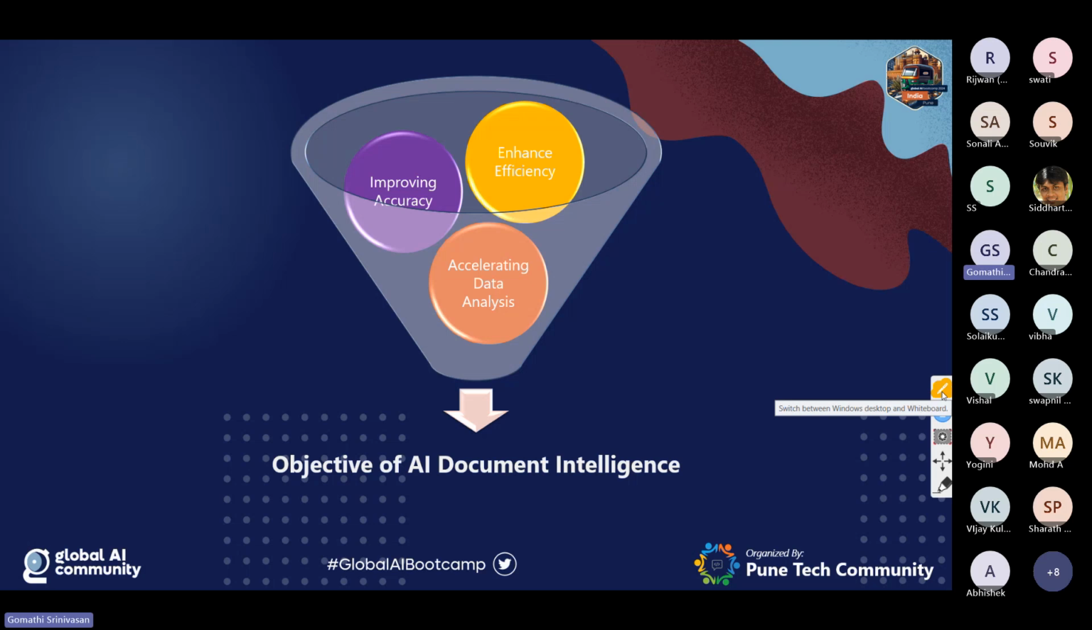So what is the goal of using this document intelligence? The first one is enhanced efficiency. So the thing is, enhancing the efficiency by significantly reducing the time and resource dedicated to manual data entry. This is the first one. The second one is improving accuracy. So minimizing the human error in data transcription to ensure higher data quality and reliability. And enabling faster processing and analysis of poll responses to provide timely and actionable insight is the objective of AI document intelligence.